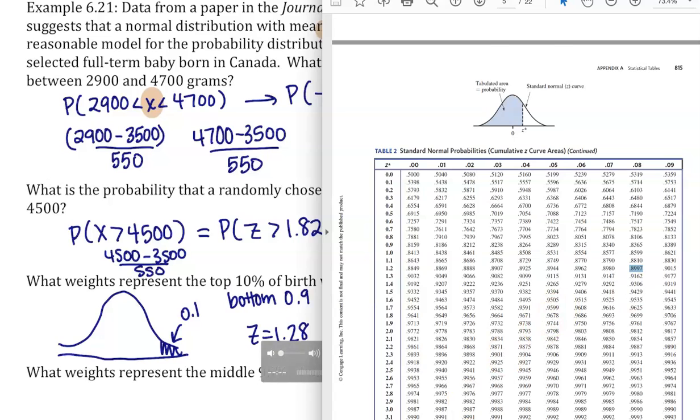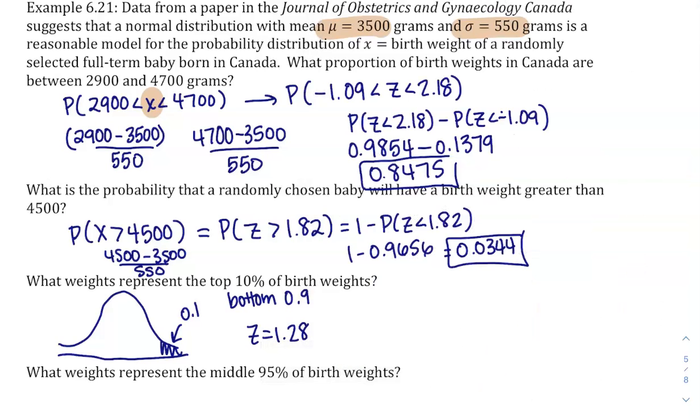So here's what's challenging about this particular question. We just figured out the z value, but that's not relevant to this problem. 1.28 doesn't mean anything in the context of this problem. We want to know the weight, but remember, the weight was found by taking a value, subtracting the mean, which in this case is 3,500, and dividing by the standard deviation. So we can actually solve this equation and get the value for x.